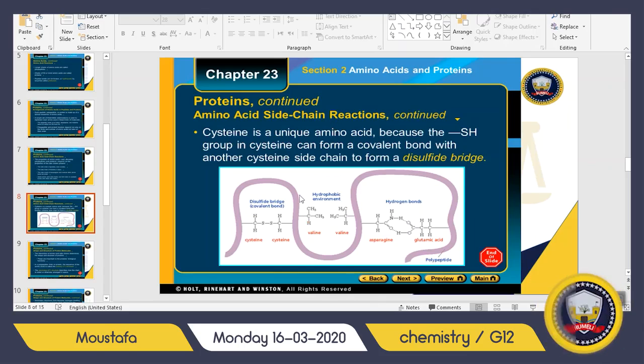Here we are related to the intermolecular force, which is between molecules. Here we can see the disulfide bridge between a molecule of cysteine and another molecule of cysteine. Also here, we have a hydrogen bond, which is an intermolecular force between a molecule of glutamic acid and a molecule of asparagine. And this type of bond gives the polarity property of the compound.